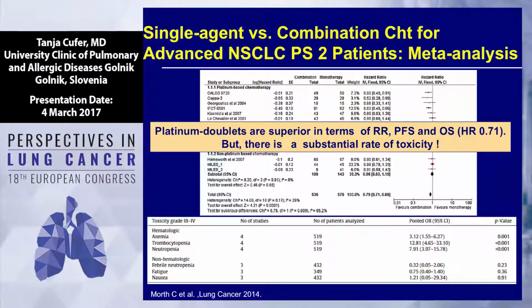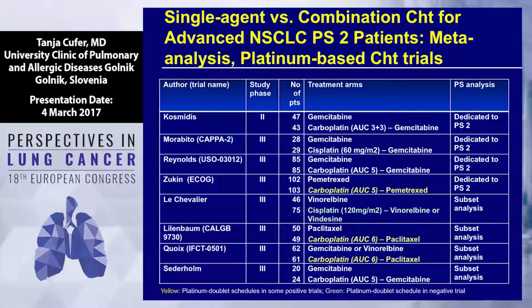Based on this meta-analysis, we can conclude that platinum doublets are superior in terms of response rate, progression-free survival, and overall survival, with a hazard ratio of 0.71 in performance 2 patients. But there is a substantial rate of toxicity that we always need to bear in mind when thinking about combined platinum-based chemotherapy in performance 2 patients. Here are some of the most important individual trials included in this meta-analysis.